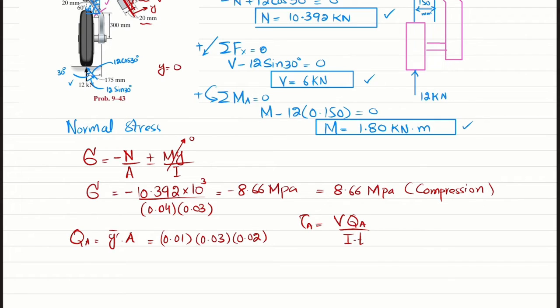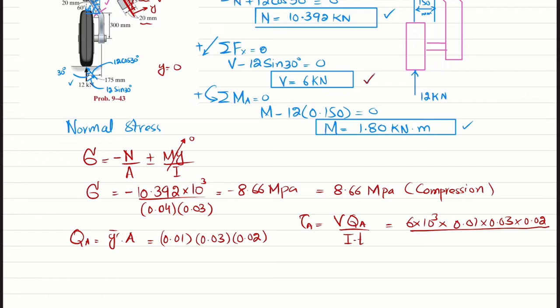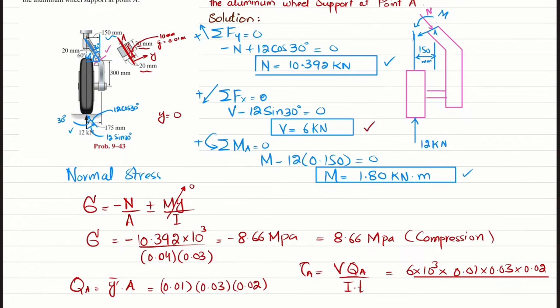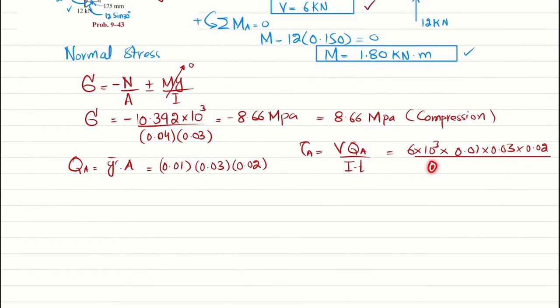Clear? And we have the V value, which is this one, 6 kilonewton. So you can just put it: 6 into 10 raised to power 3 multiplied by QA, which is 0.01 multiplied by 0.03 multiplied by 0.02, divided by thickness. So the thickness, you can see this is the thickness. This thickness is 30 millimeter. So I will write 30 millimeter in meter, it is 0.03. And what about I?